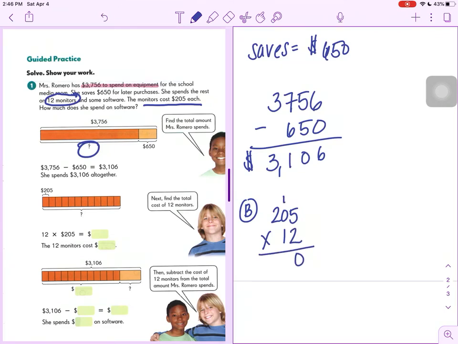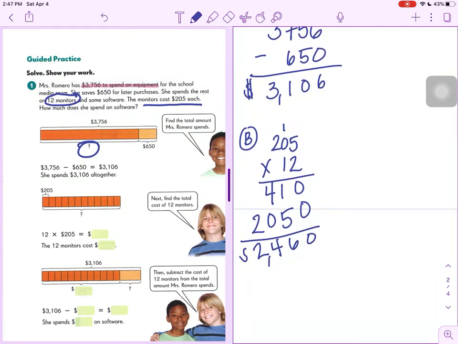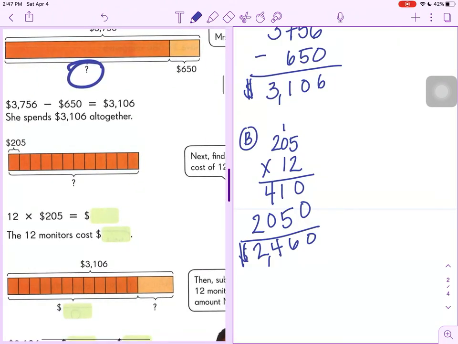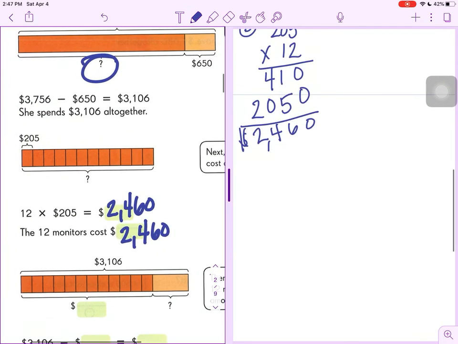So we do the math. And I am going to see that she bought monitors for $2,460. So if you were following along over here and you wanted to fill this out, you certainly could do that.